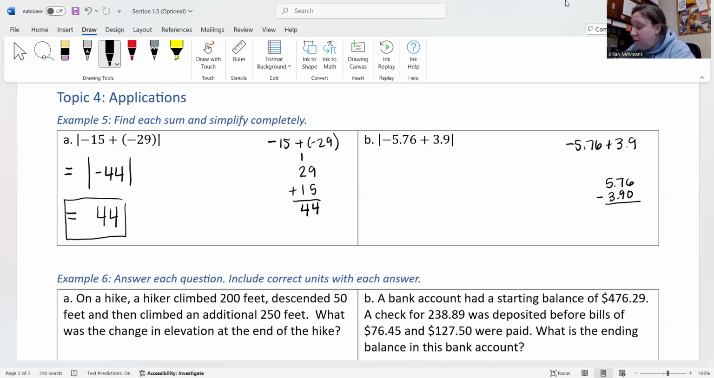So 6 minus 0 is 6. I cannot take 9 from 7, so I borrow from the 5. 5 becomes 4. 7 becomes 17. 17 minus 9 is 8. Drop down your decimal, and then 4 minus 3 is 1. So we know we're dealing with 1.86, but are we dealing with positive or negative 1.86?